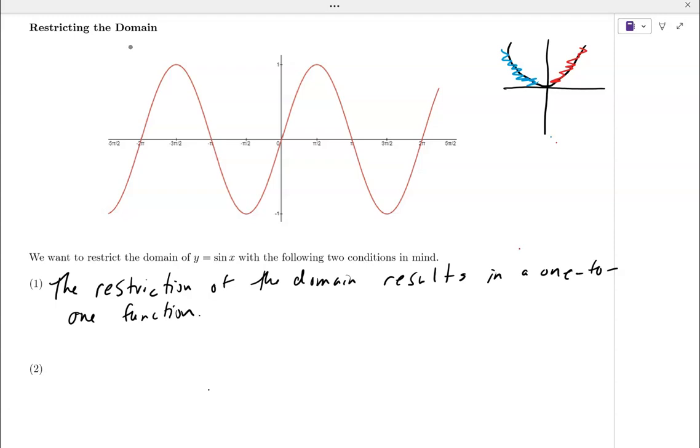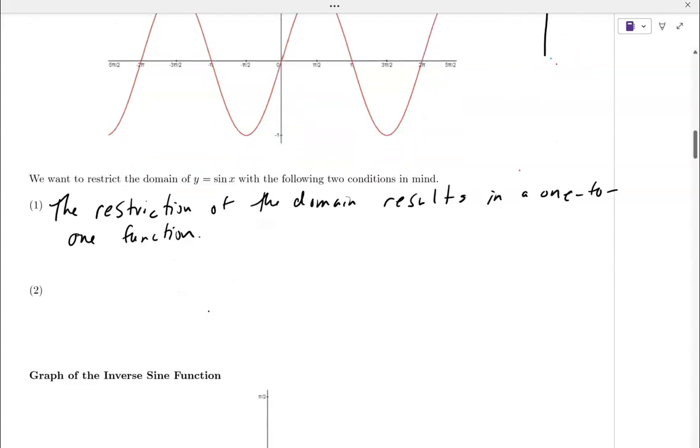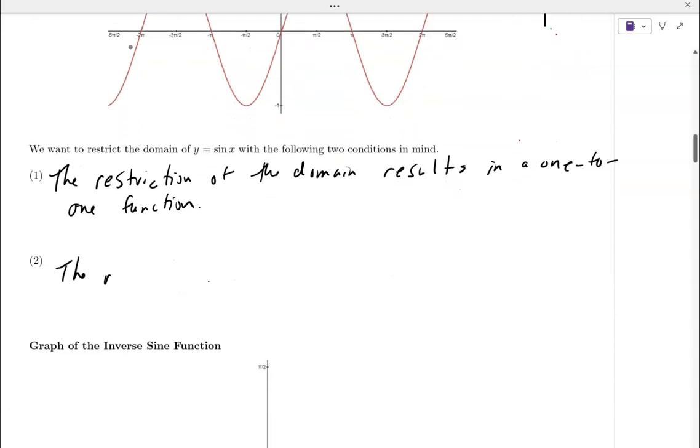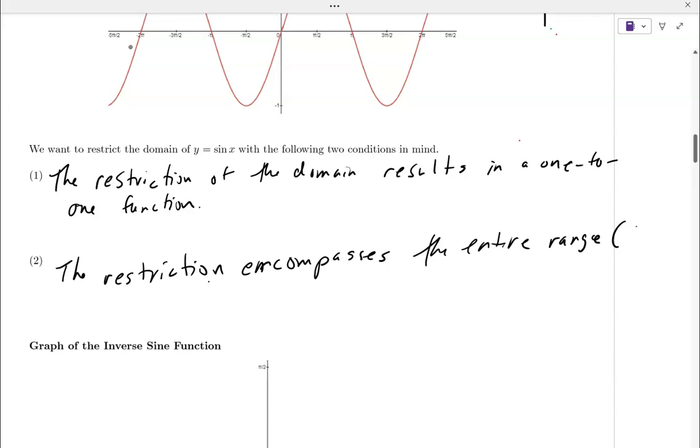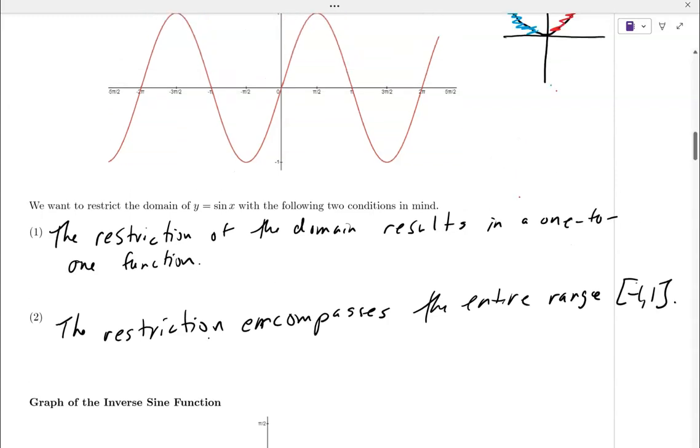I want to do the same thing for the sine function. What is the range for the sine function? Negative 1 to 1, right? So we want the restriction to encompass the entire range, which is negative 1 to 1. Okay.